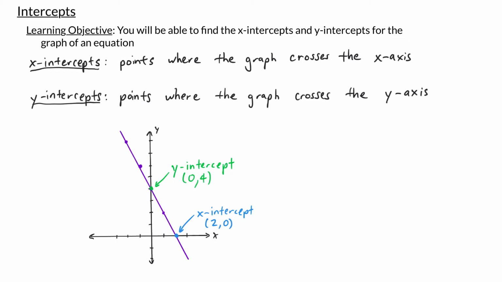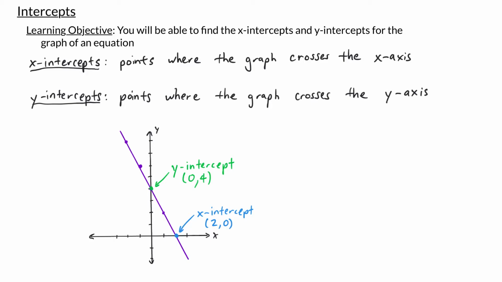It is important to note that when you're working with the x-intercept, the y-coordinate of the point is always 0, because any point that's on the x-axis will have y-coordinate 0. On the other hand, when you're working with the y-intercept, we always have that the x-coordinate is equal to 0, because any point that's on the y-axis would have x-coordinate equal to 0.